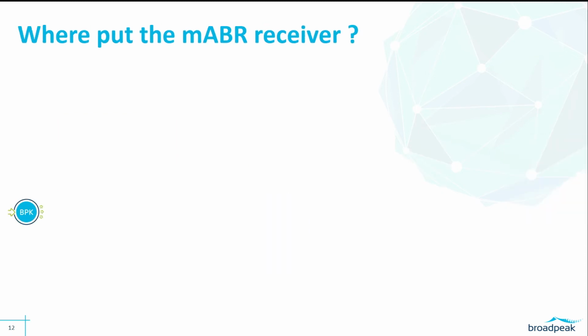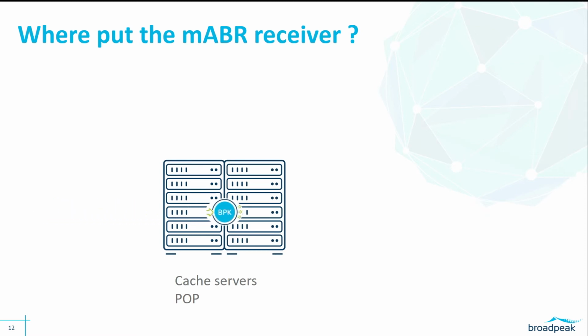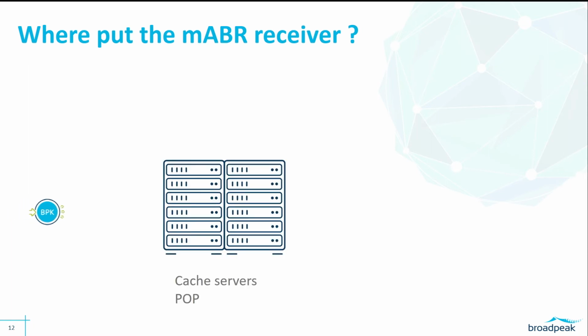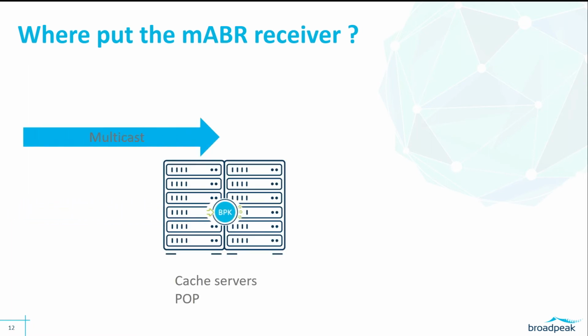And the good question is where we have to put this multicast receiver. So there is no good answer, I would say, because we can put it wherever you want, or wherever you can, actually. The first receiver could be a cache server. Let's say that you have a CDN already in place, and you have a lot of cache servers in your network, and you want to leverage this hardware that you have in your network.